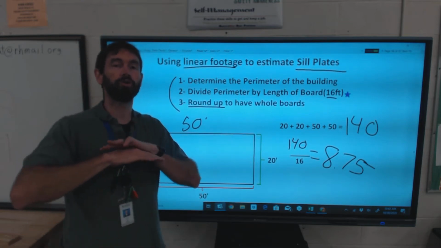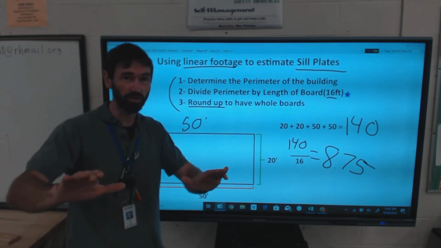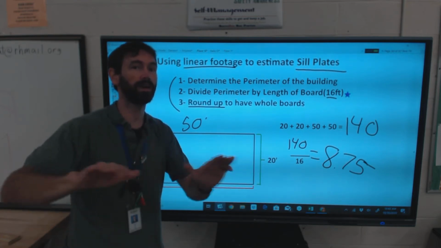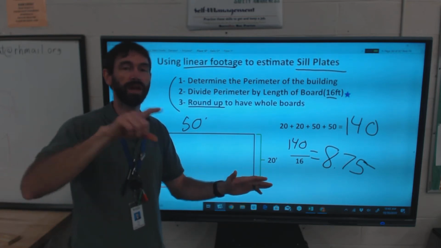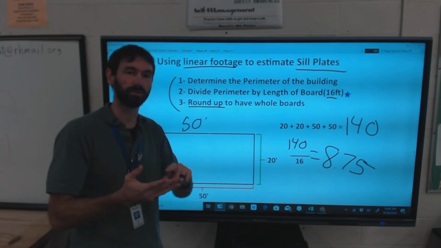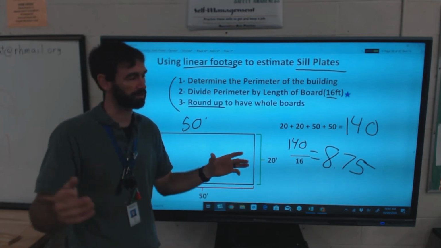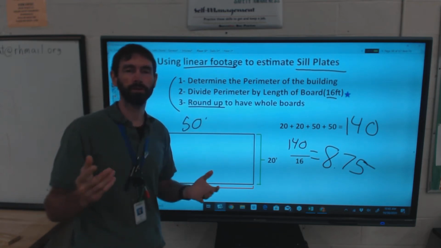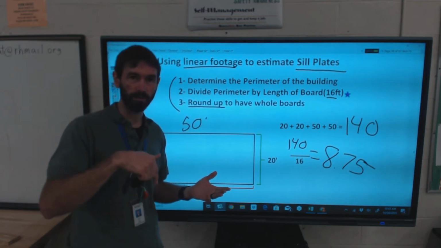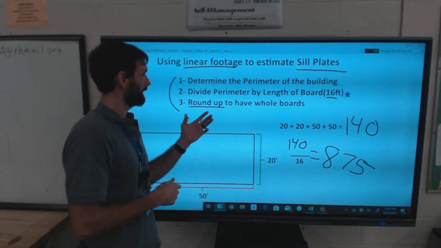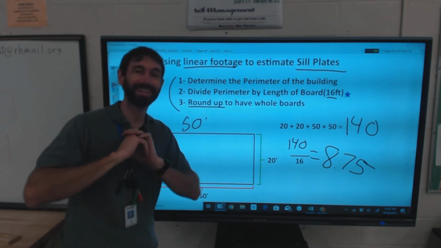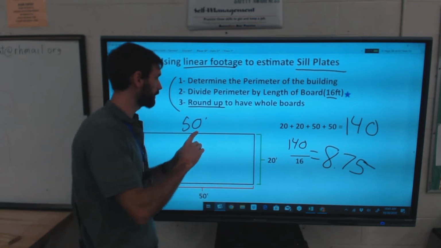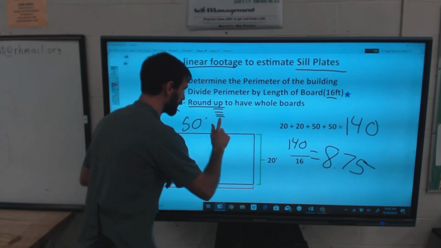Now, regardless of what any teacher in math has ever taught you, all the way back down to when you were just counting your fingers, they probably taught you that with decimals, if it's 0.4 or below, what do you do? Round down, right? In this case, forget that. If you are estimating materials, round up. Up.